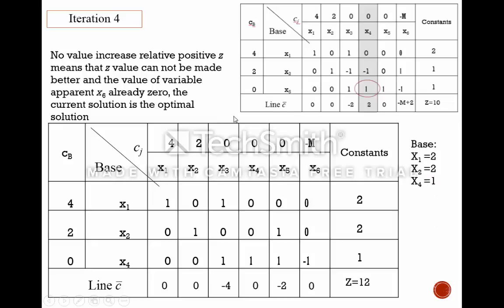Okay, the best solution is x1 is 2, x2 is 2, and x4 is 1, and for the non-base, x3 is 0 and x5 is 0, and we get z is 12.